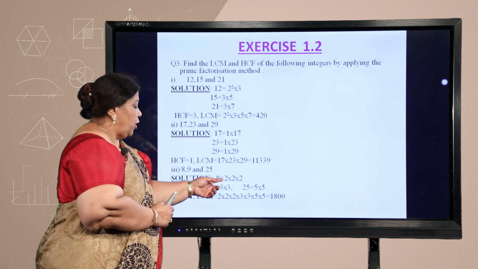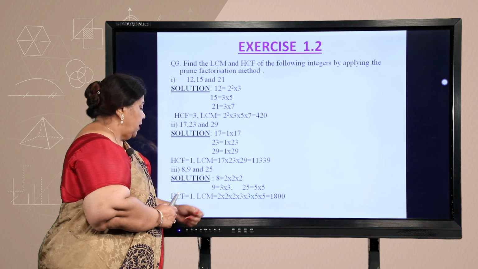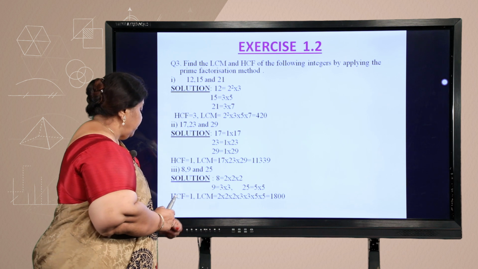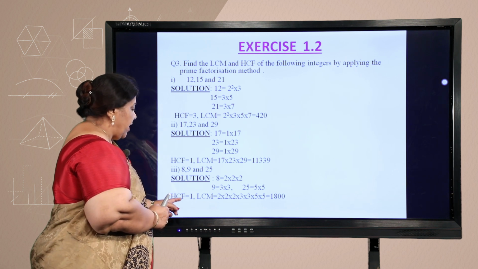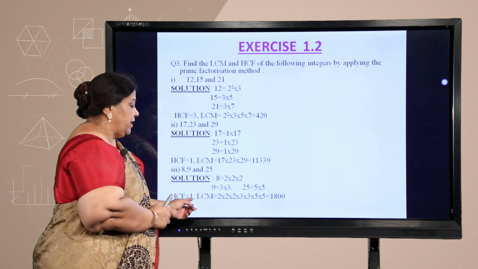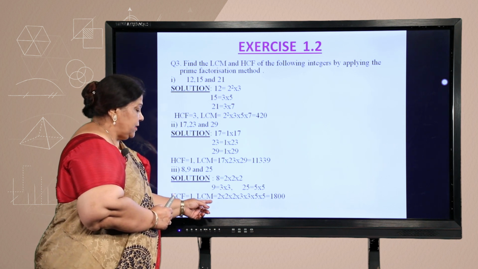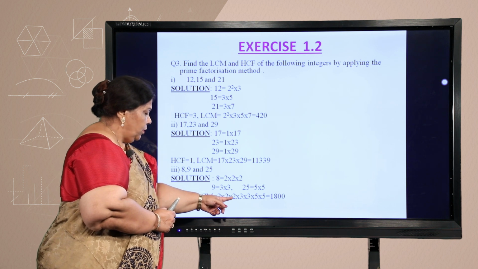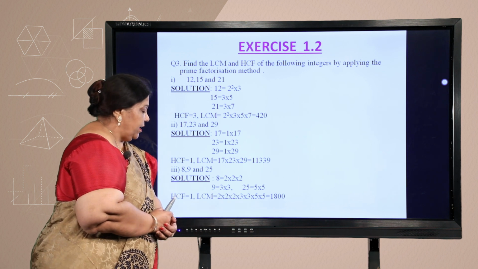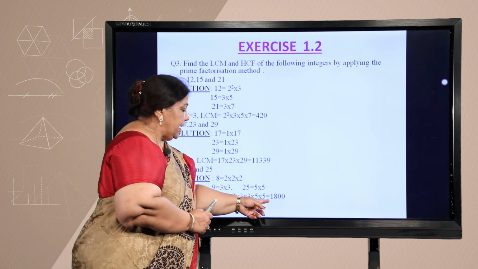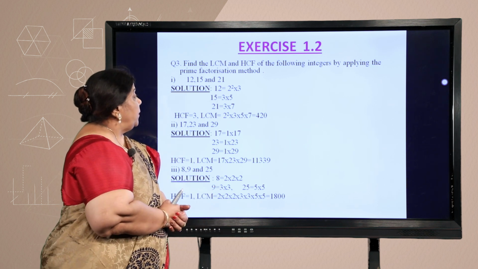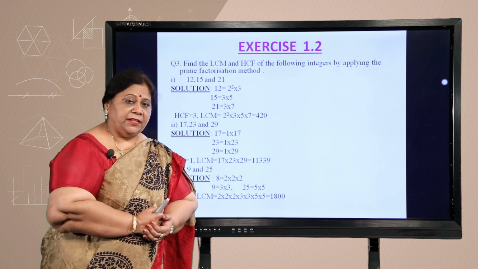In the third one, we have 8, 9 and 25 as the numbers. 8 can be written as product of 2 into 2 into 2 and 9 as 3 into 3, 25 as 5 into 5. So, the highest common factor is 1 obviously, because there is no number which is common. And LCM is 2 into 2 into 2 into 3 into 3 into 5 into 5 and the product comes out as 1800. So, it was simple to calculate the LCM and HCF using prime factorization method.